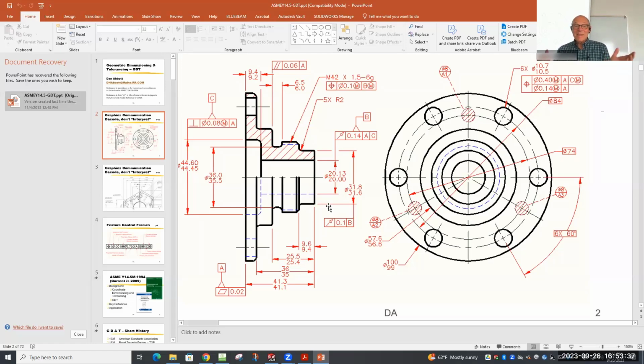It's almost like, hey, my Christmas tree needs lights. My drawing needs geometric controls. Let's throw some on there. And here's what they'll often do. They'll look at a drawing like this and they'll say, well, that's a thread. I'll put that on my thread. And the next thing you know, you've got controls that are almost impossible to meet or are really, really expensive. But this is the concept of a basic dimension.